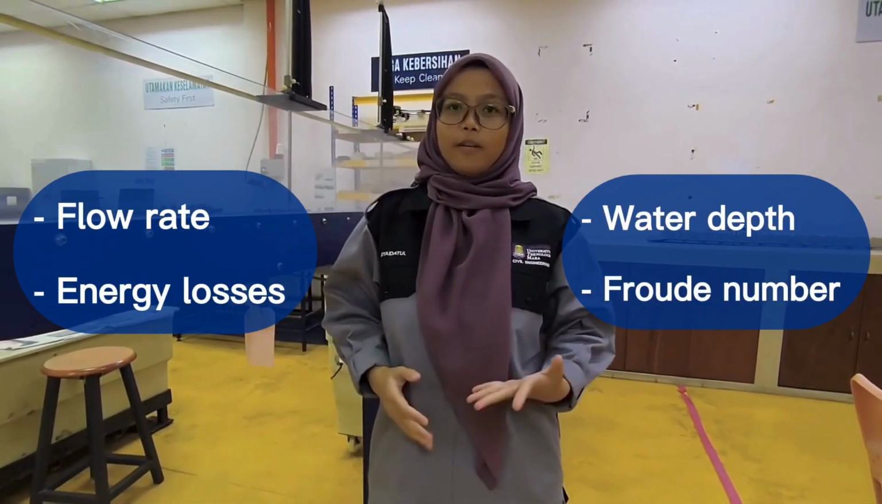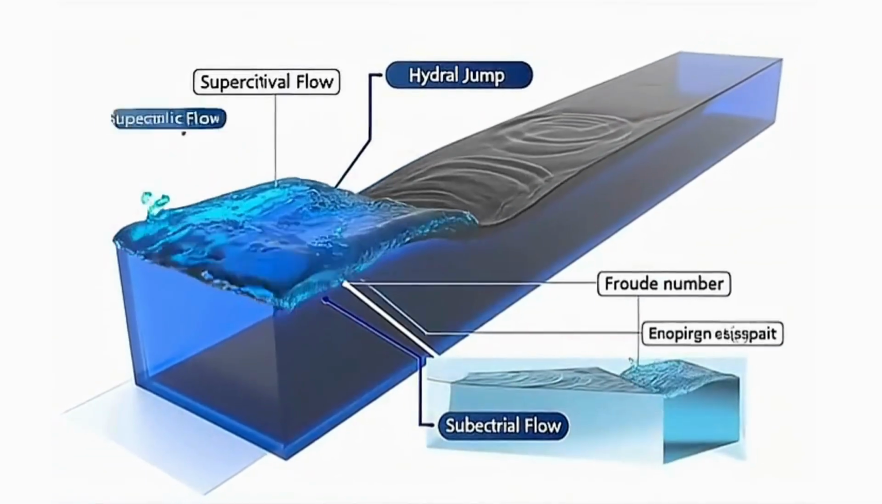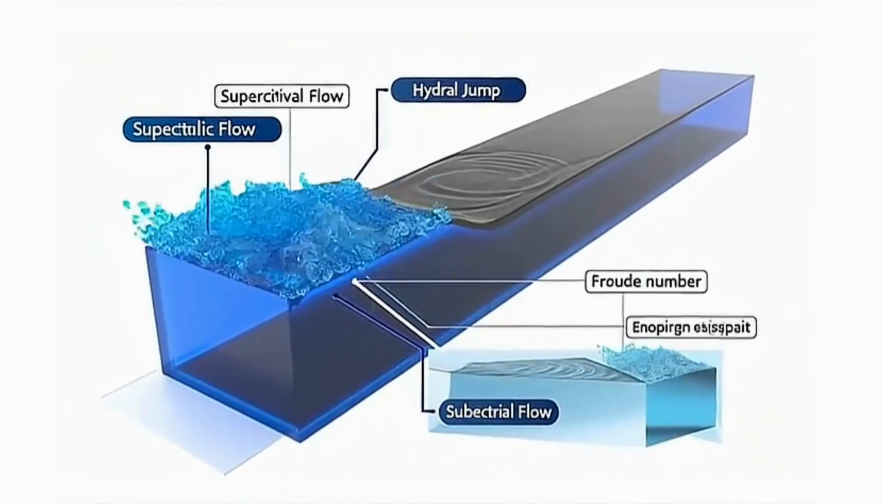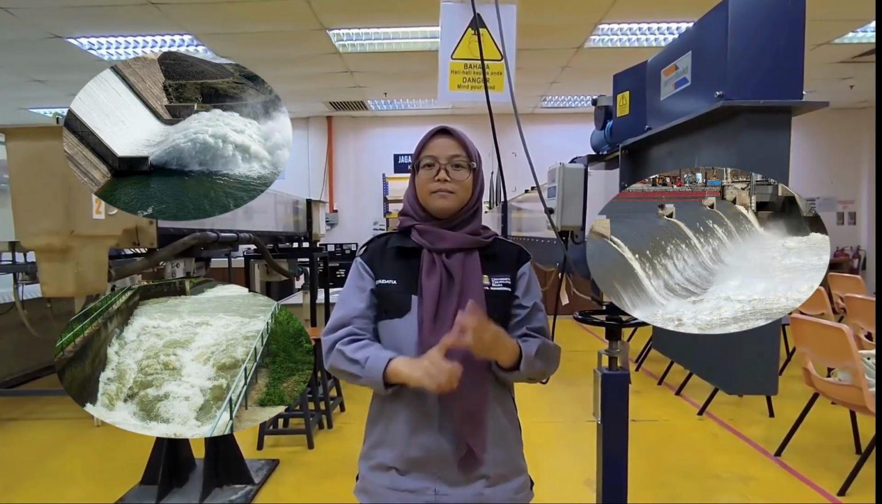loss, and Froude number. A hydraulic jump occurs when fast-moving shallow water, known as supercritical flow, suddenly changes into slower-moving, deeper water called subcritical flow. This usually occurs downstream of a sluice gate, where the water velocity is high. During the hydraulic jump, excess energy is dissipated through turbulence, making the flow more stable and helping to prevent erosion. This principle is widely used in hydraulic structures such as spillways, dams, and channels.